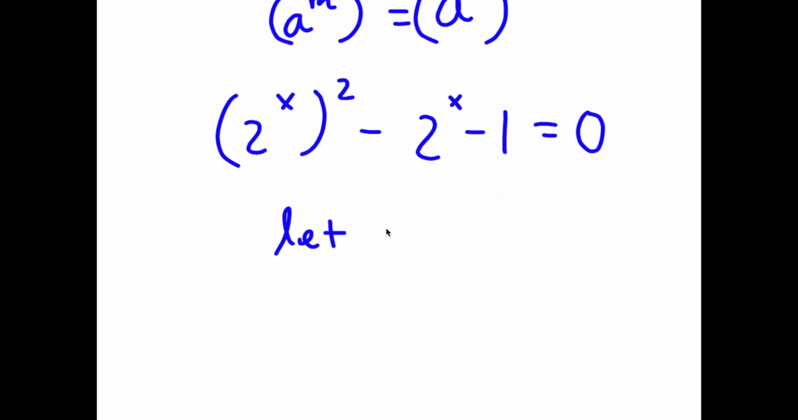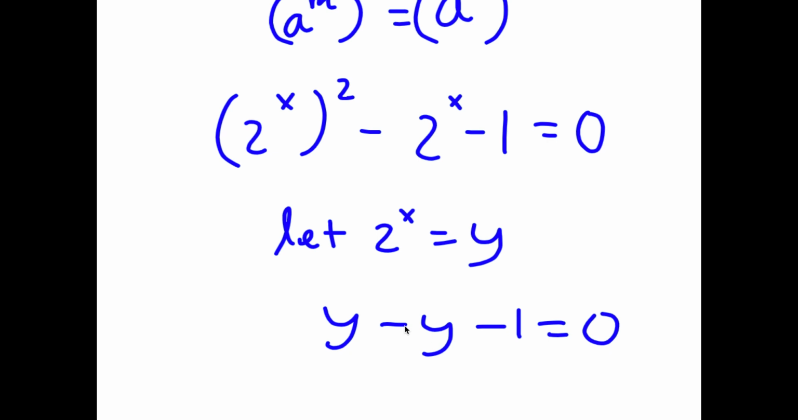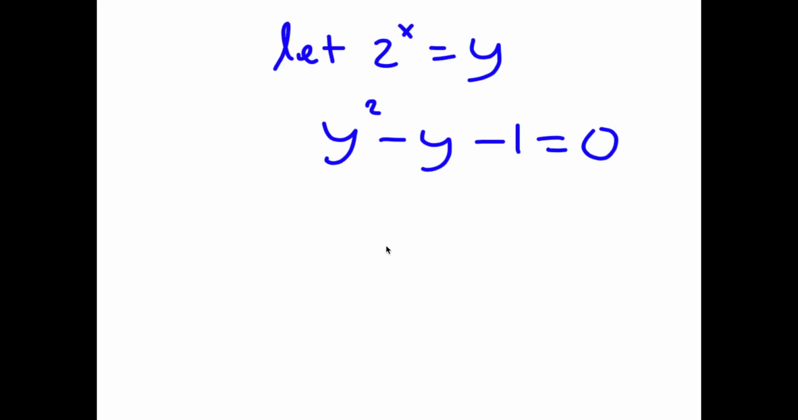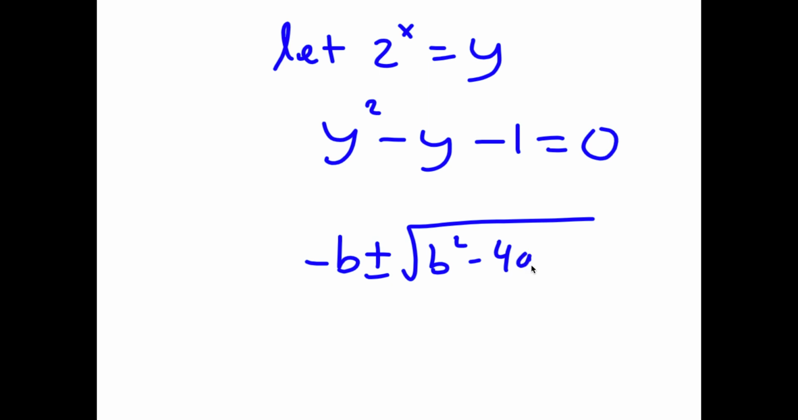Now I'm going to let 2 to the power of x equal the variable y. So now I have y squared minus y minus 1 is equal to 0. So now to solve this, I'm going to use the quadratic formula, which is negative b plus or minus the square root of b squared minus 4ac all over 2a.